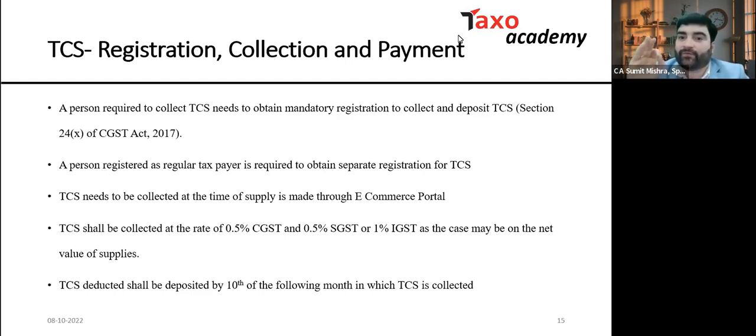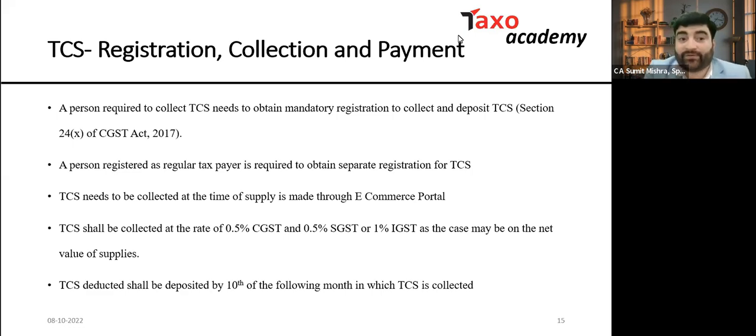Net value means you have to deduct the amount for the goods returned by the customers. Whatever the balance is, you have to calculate on that amount and deposit accordingly. Again, regarding payment, if I have already collected, then I have to pay the government extra so that the actual supplier can take the benefit of that TCS amount. Similarly to TDS, the TCS shall be deposited to the government exchequer by 10th of the following month.